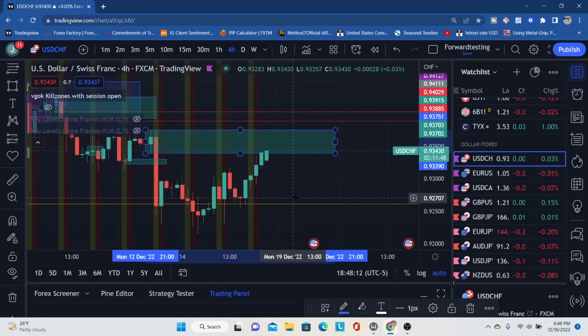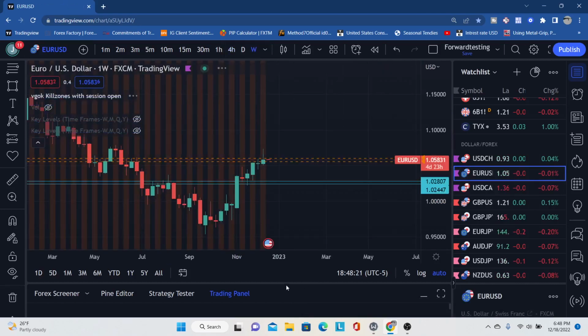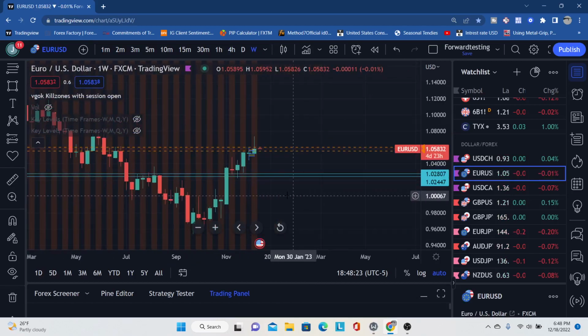Or if it taps this, it may just blast right through it and then retrace an entry. Those are our two main entry models. That's pretty much it for USD CHF.